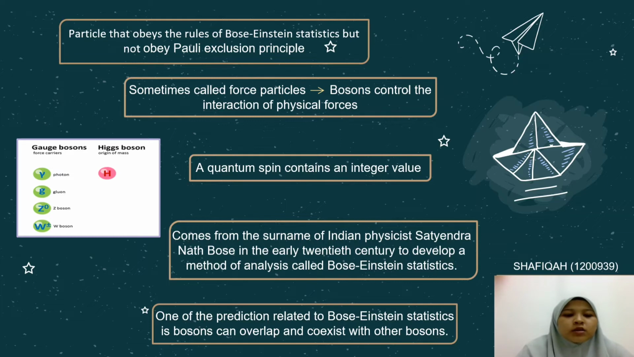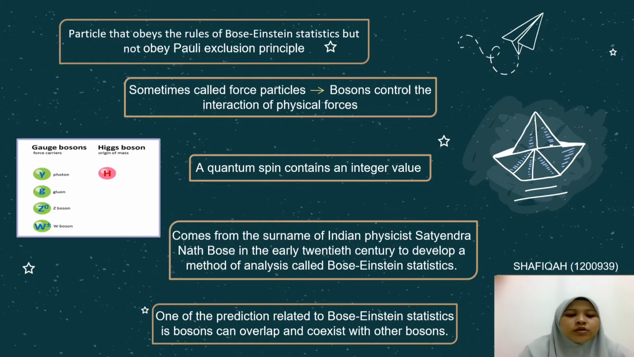The second one is the gluon. Gluons mediate the interaction of the strong nuclear force, where they bind together quarks to form protons and neutrons, and also hold the protons and neutrons together within the atom's nucleus. The third one is the W boson. The W boson has a charge, and it is involved in mediating the weak nuclear force. And the last one for the gauge bosons is the Z boson.